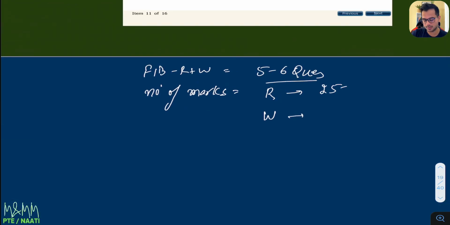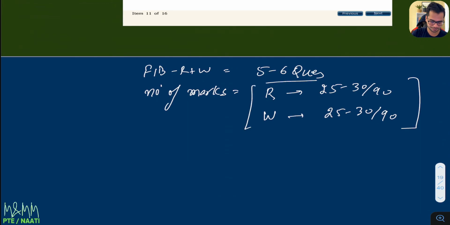And in both of them, you would be getting about 25 to 30 marks out of 90. So extremely important topic. Even if you're aiming for 50, 65 or 79, this one is going to be a game changer in that.